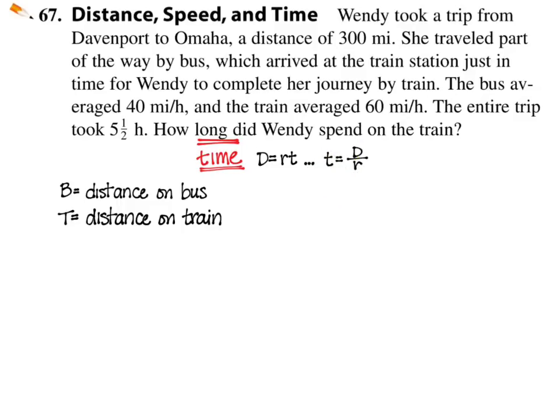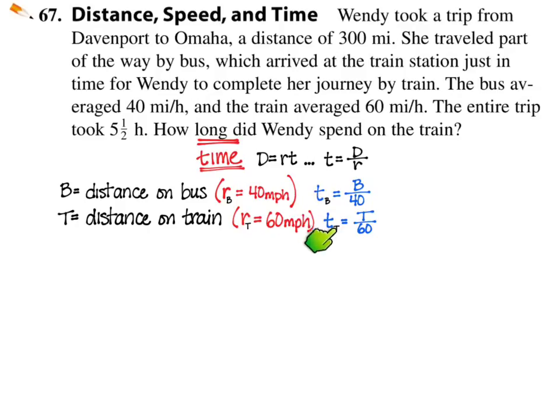So using the letters B and T to discuss the distance on the bus and the distance on the train, and knowing their rates, I've got the rate for the bus is 40 and the rate for the train is 60, I can write the amount of time Wendy would have spent on each of these modes of transportation. But these two times are in different terms. This one's in terms of B and this one's in terms of T.